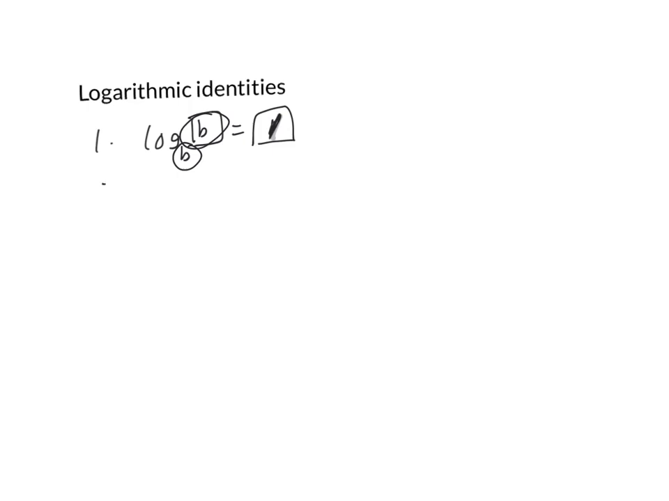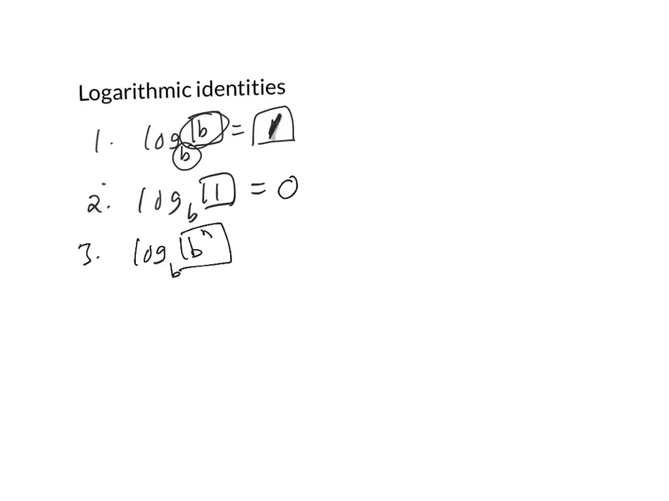The next one is part number 2, where we have the same format, but now we have 1. So the question is, b to the power of what will give you 1? And from last lesson, we know b to the power of 0, since anything to the power of 0 is 1. The third one is what happens if the base is b, but the argument is in exponent form, b to the n. So the question is, b to the power of what will give you b to the power of n, and in this case it's just going to be n.